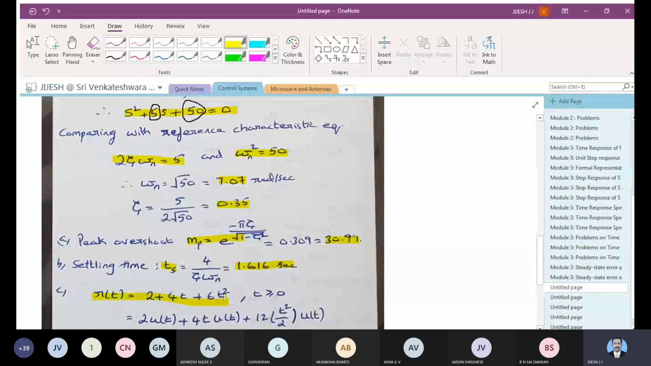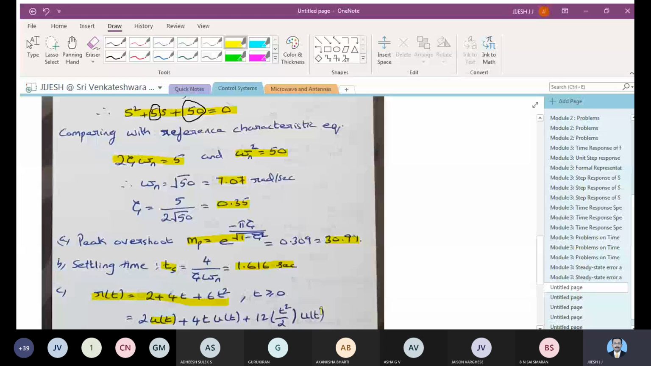What I am going to do is introduce a unit function, that is u of t. So 2 is the same as writing it as 2u of t. So I have written 2u of t plus 4t u of t plus 12 t square. So what are we going to do here?